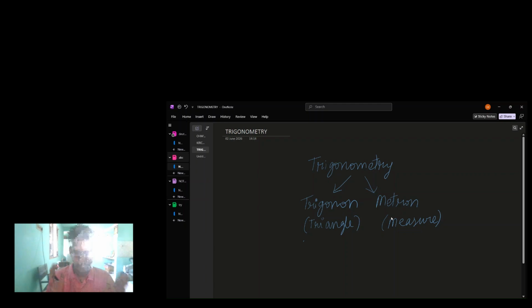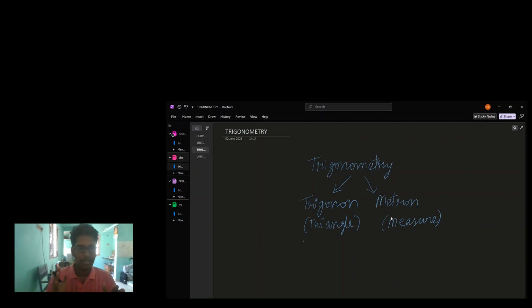I told you that with just three different ratios, you can find the height of a mountain, distance to the sky, and almost everything which deals with engineering, astronomy, etc. So today we are going to see what is trigonometry.